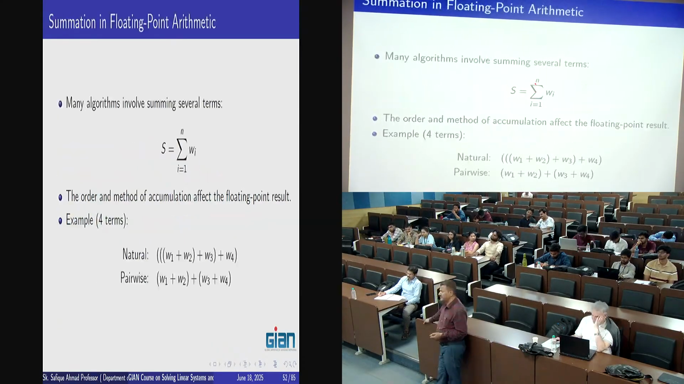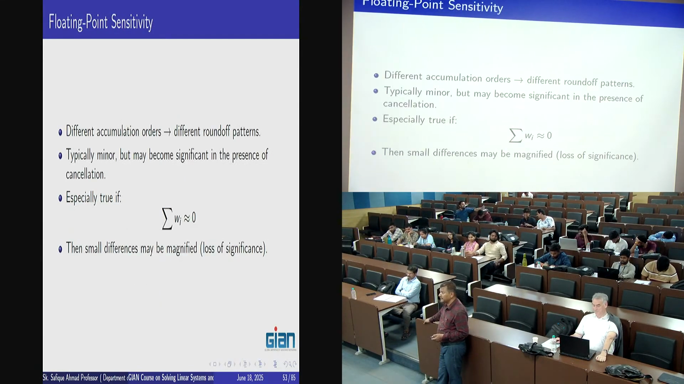Say for example, i varies from 1 to n. If you are adding, because already you have added 2 numbers, 3 numbers, similarly you can add n numbers. In general, floating point arithmetic we are doing this kind of calculation. The sum of Wi equal to 0 is typically minor, but may become significant in the presence of cancellation.